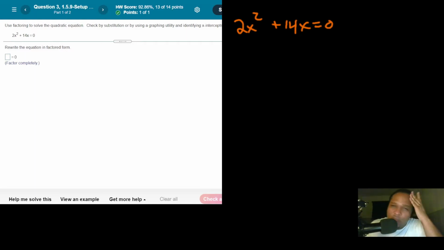So the only thing we have to do now is just find a GCF. What can 2x squared plus 14x be divided by? 2. How many x's can you take out from both of them? Just 1 x. So you can divide both of them by 2x, basically, right?